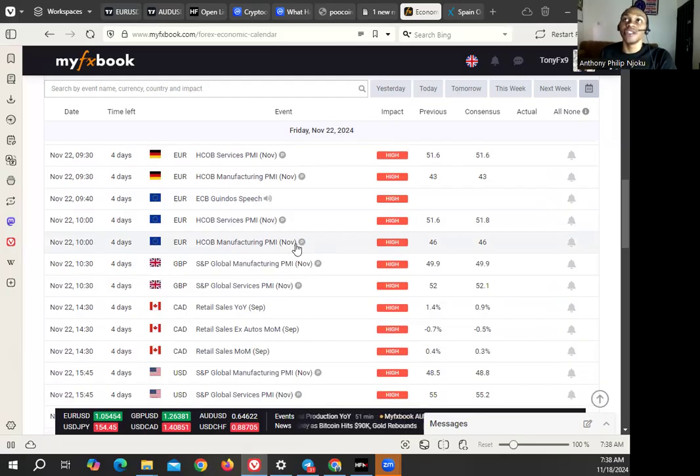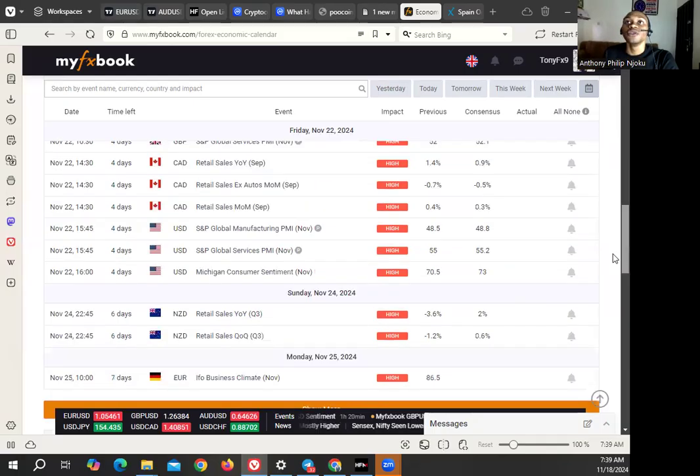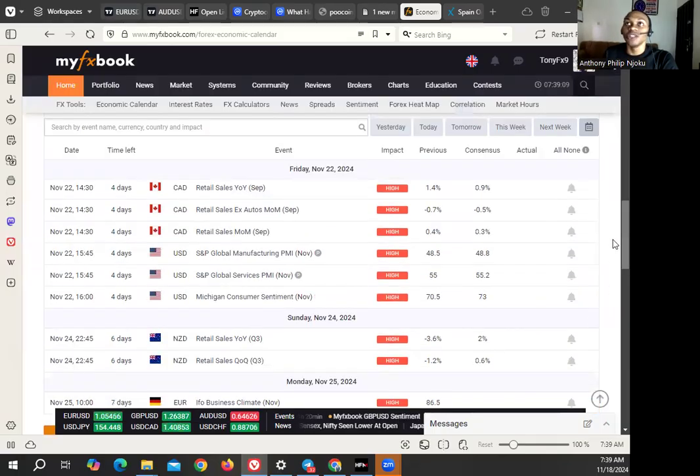So I already explained the AUD service PMI and manufacturing PMI. You need to rewind and learn more about it. The same factor applies for this. Then also for the global manufacturing PMI for Great Britain pound, the same applies. Service PMI, same applies. Canada retail sales year over year, the same applies, the way I explained the Great Britain pound retail sales. So this is all for this week.